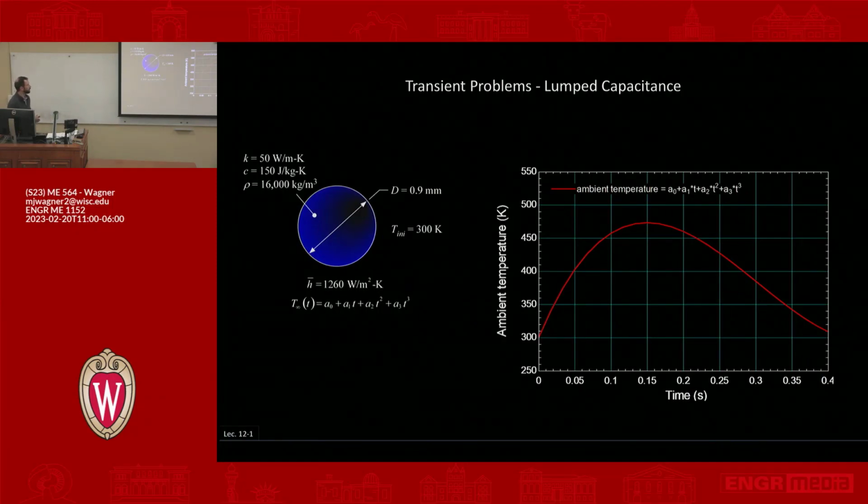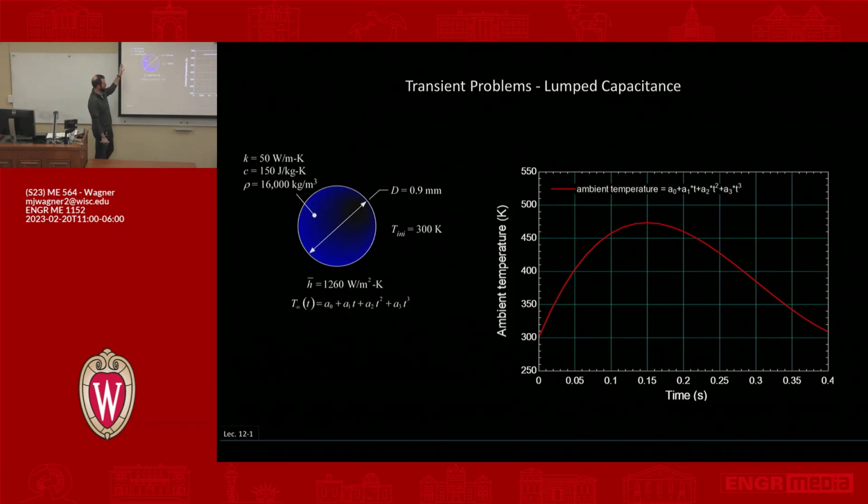So if you've had any heat transfer before, you probably recognize this. But we're going to do this by going through an example. The example we have is some metal sphere. Maybe it's like lead shot or something like that. Pretty dense, relatively high conductivity.